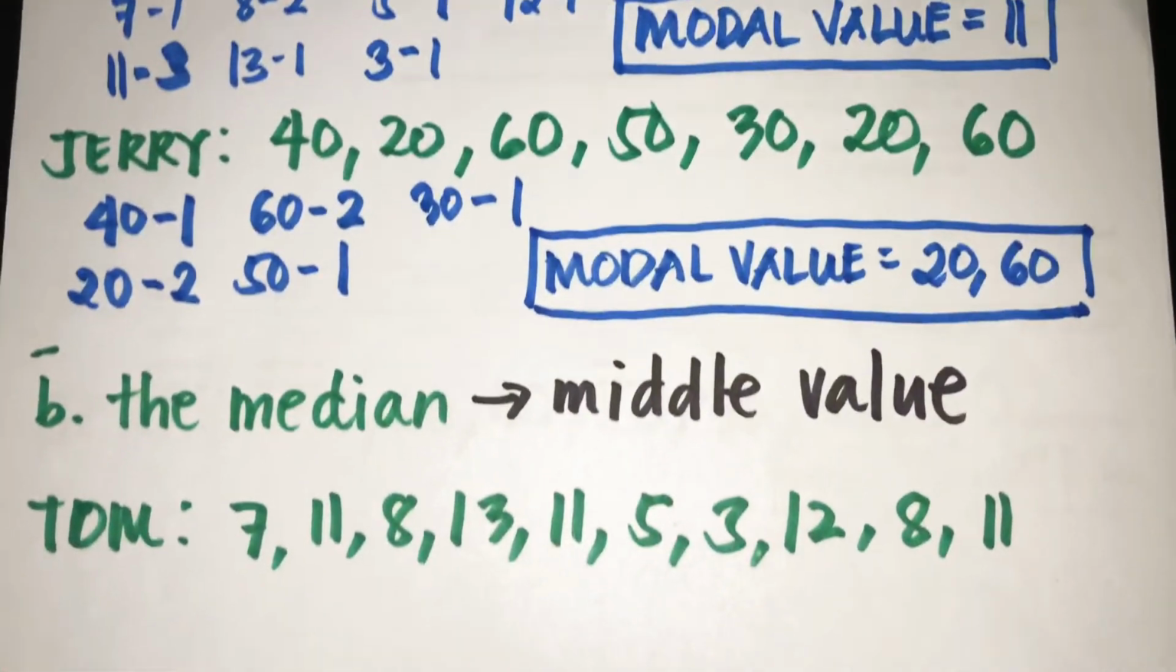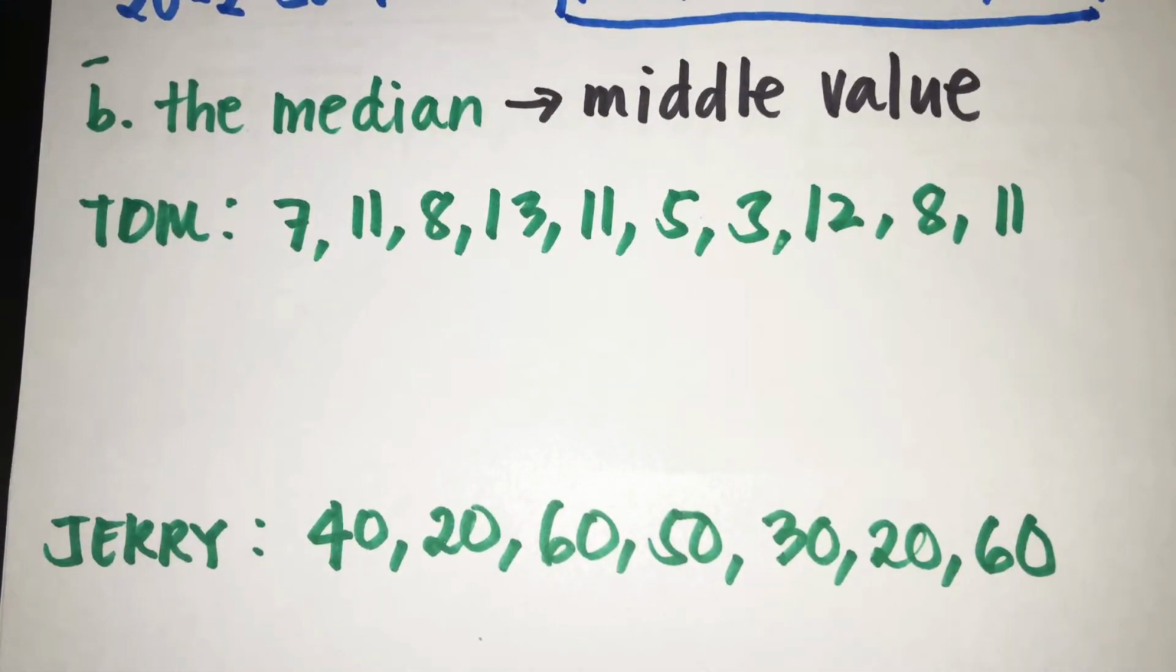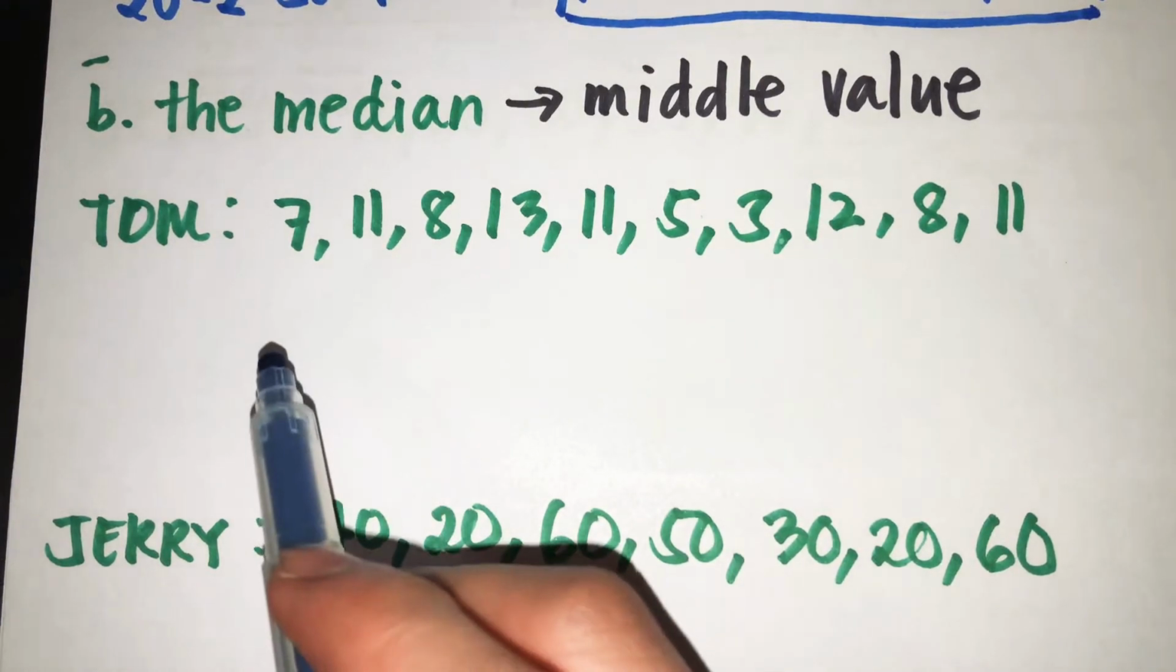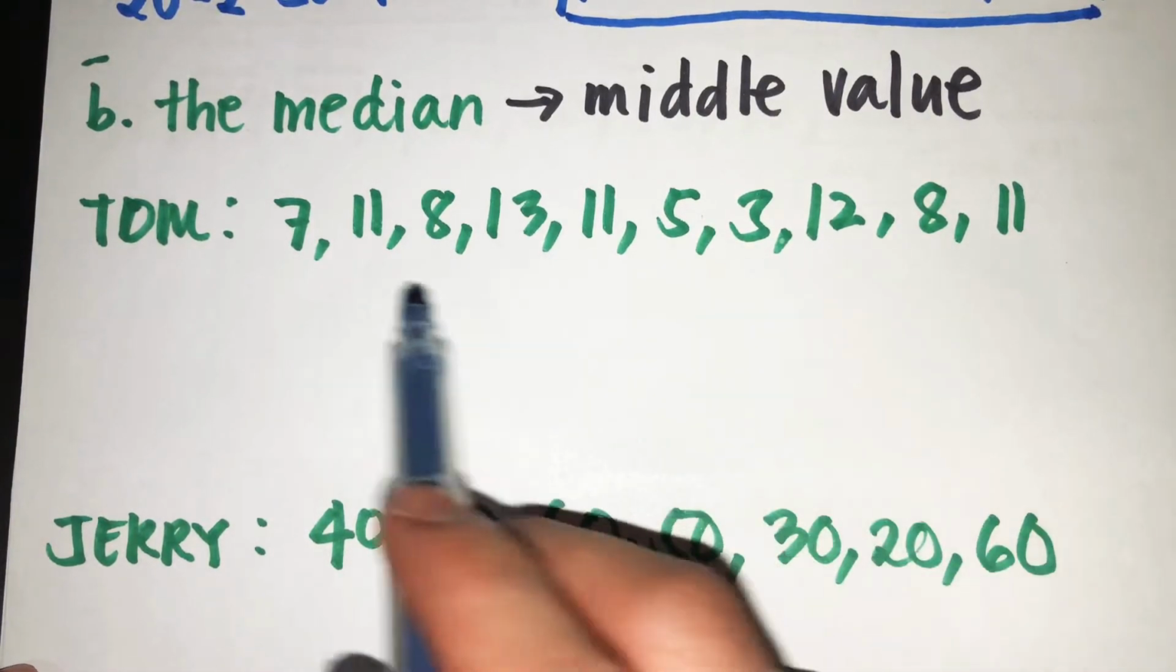Okay? Now the next one is the median. When we say the median, it is the middle value. But first, before we get the middle value, we need to rewrite the list in numerical order, or from least to greatest. Okay? So let's start with Tom. What I'm going to do is arrange first the numbers from least to greatest.